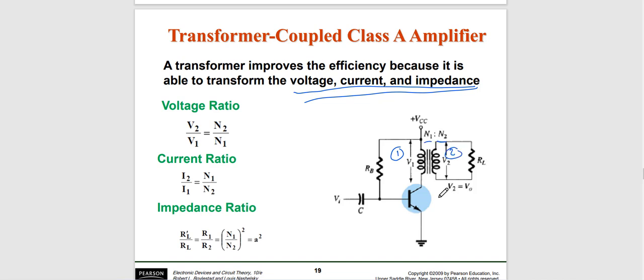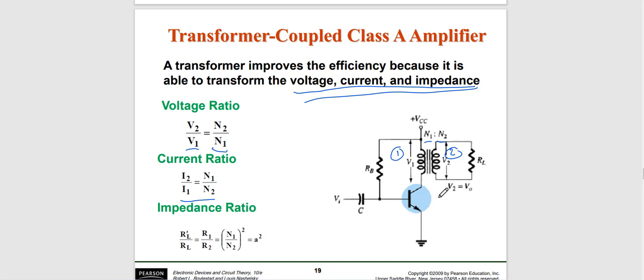So the voltage ratio between two coupled transformers is V2 per V1 equal to N2 per N1. And the current ratio, I2 per I1, is equal to N1 per N2. Then from the voltage ratio and the current ratio, we can calculate the impedance ratio.